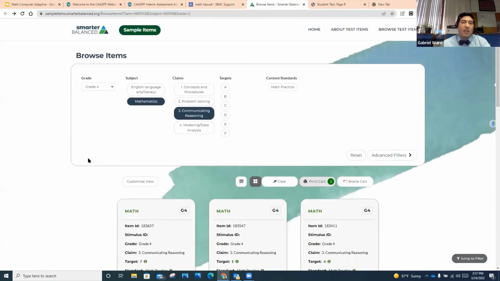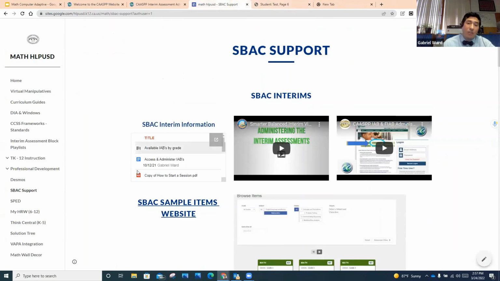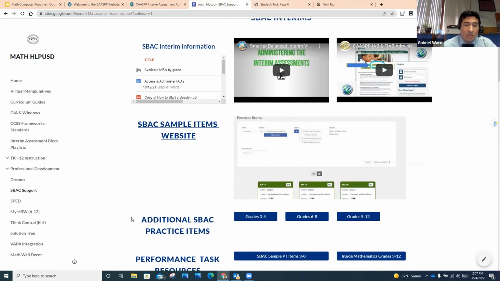So again, here from the sample items, you have the ability to select your subject, drill down as far as you want, whether it be claims or targets, or even just zoomed out, any math, and just pull up sample problems for whole group conversation or work on. So that's the sample items. We're back on the math website. Where else could you go?